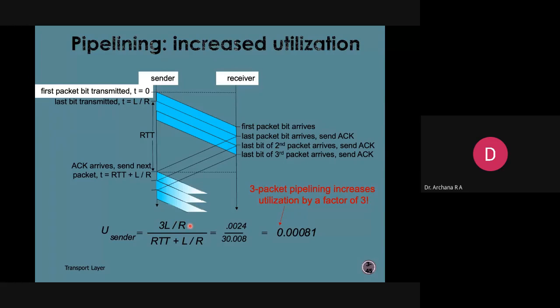Divided by R, the transmission rate, which is already given. Divided by RTT, that is 30 milliseconds, plus L by R, as we have seen. So we get 0.0024 divided by 30.008, which is 0.00081. This means the utilization factor has increased 3 times. Before it was 0.00027. Since you are sending 3 packets, the utilization factor is 3 times higher compared to the stop and wait protocol.